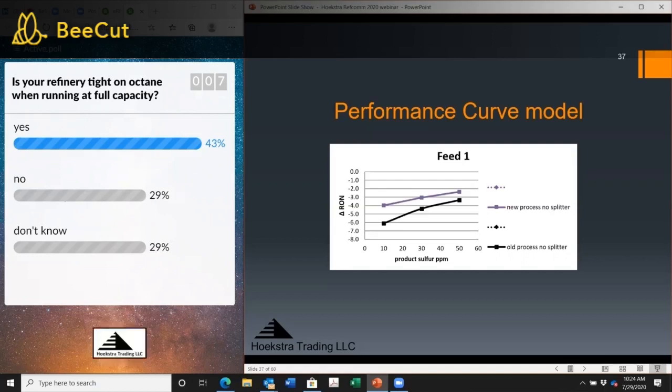And by a selectivity improvement, I mean a fundamental improvement in the sulfur octane reaction selectivity that's caused by a change in the process or the catalyst or the conditions. And if you use the new Topsoe process with a splitter, here is that combined effect, the dashed purple curve. So you can see how much octane that would save. And if you are considering a grassroots gasoline desulfurizer, you should consider this new Topsoe process.